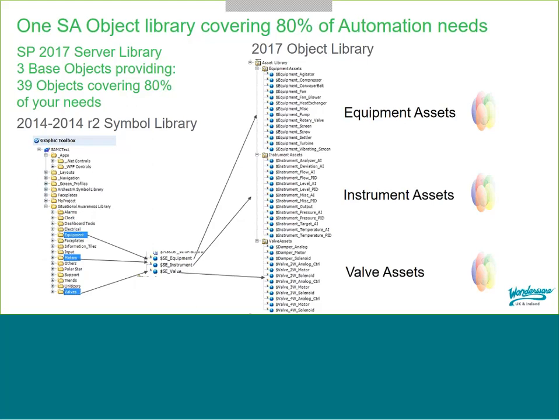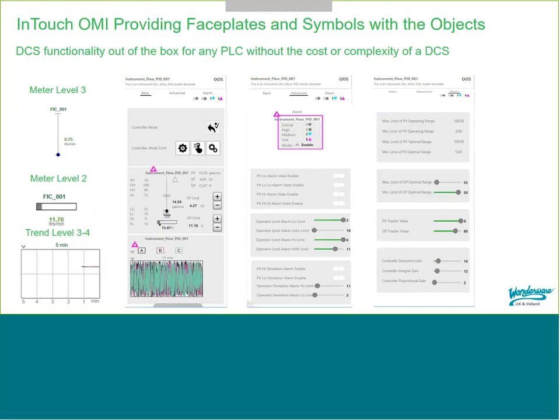So that equipment, meters, and valves represent our equipment, instruments, and assets on the right-hand side. What we can now get is much more from our system, very simply. And I've got a few examples here.